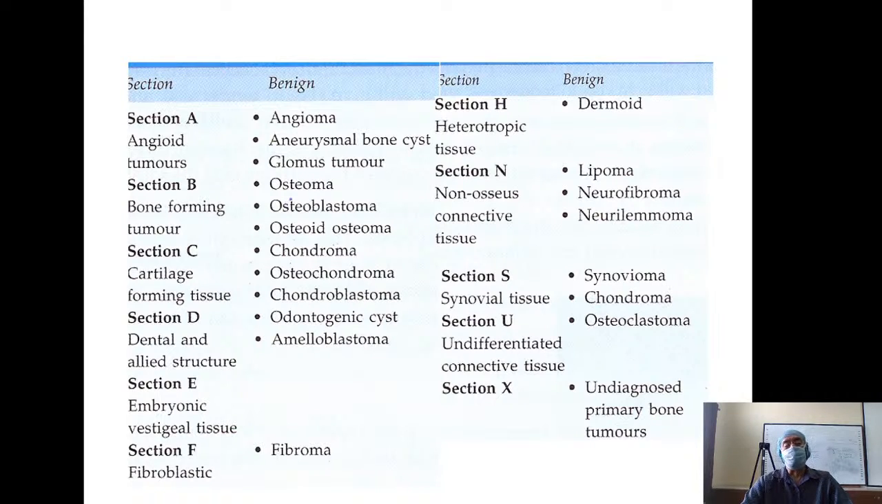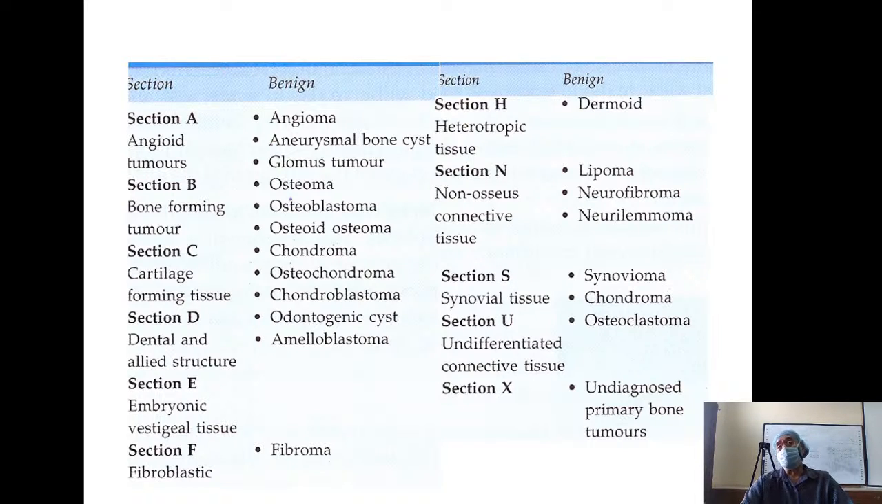So tumors arising from dental and allied structures. So bone is also an ally of dental. They are more or less similar in some aspects. If it occurs in the dental teeth, then it is called an odontogenic cyst. So you get to know dental cyst and dentigerous cyst in general surgery. And ameloblastoma usually can occur in bone as well as in teeth. And if there is some embryonic vestigial tissue, that can also lead to some bone tumors. We'll come to that later.